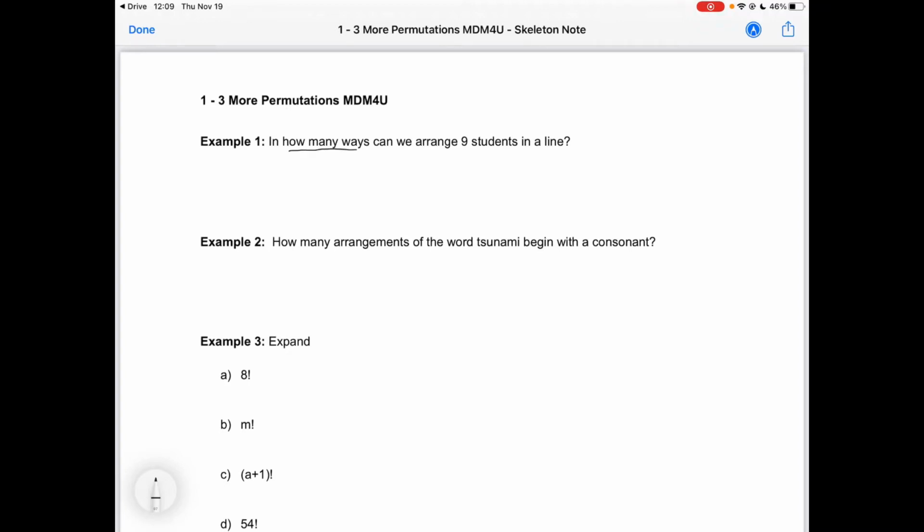So here, how many ways, so permutations, can we arrange 9 students? So I've got 9 objects to choose from, which is my n, and my line is also going to have a length of 9. So that means my number of permutations is 9 permute 9, which is 9 factorial, which is going to give me 362,880 ways to arrange those students in a line.